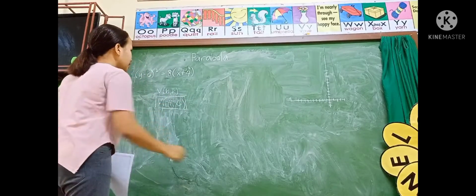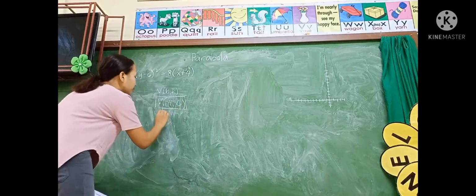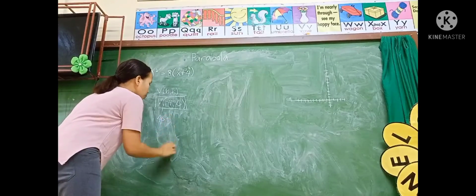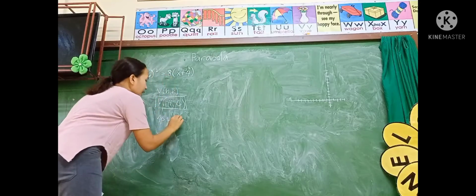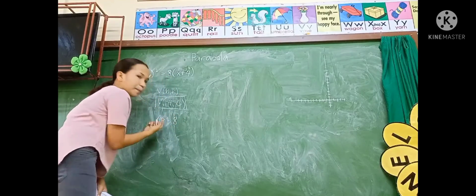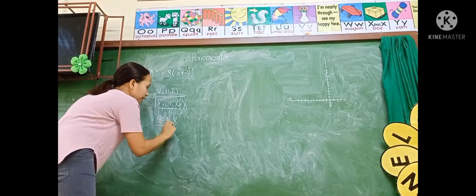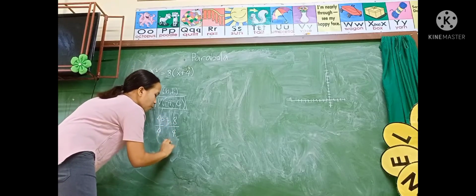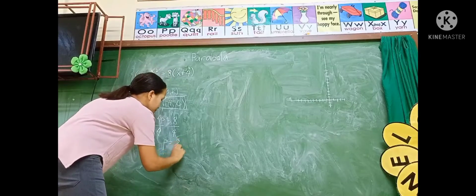Let's find the p. So to find the p, we have the formula for p. So 4p is equal to 8. To find the p, hahatiin natin yung 8 sa 4. So p is equal to 2.